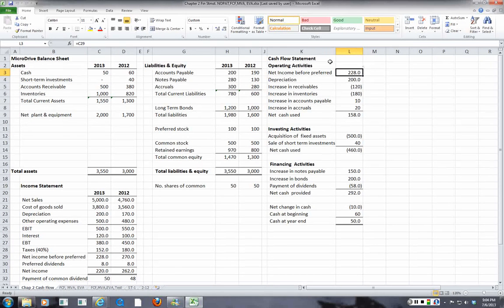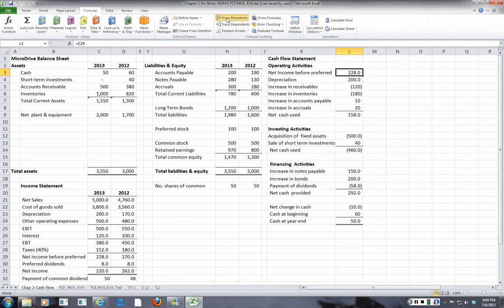So now let's go through it. We can see that the net income before preferred dividends is $228,000, and to that we add depreciation, which is over here in the income statement. Depreciation is a non-cash transaction, so we have to add it back into the net income before preferred.